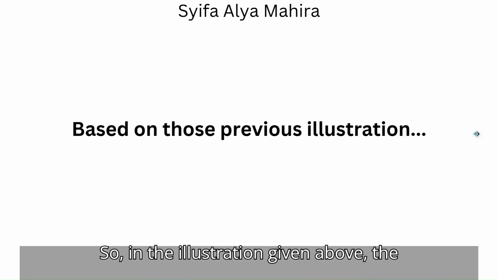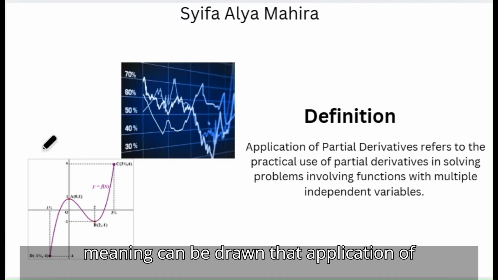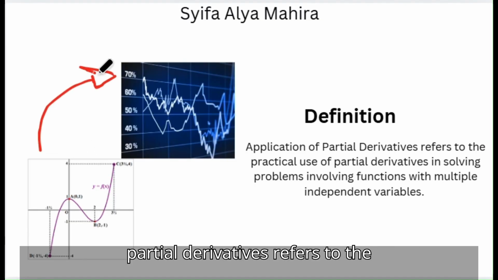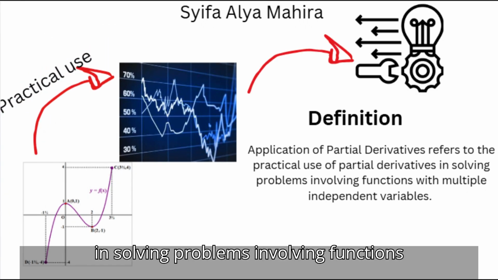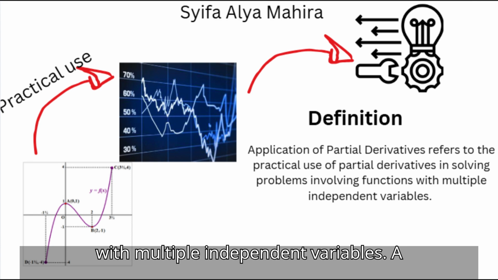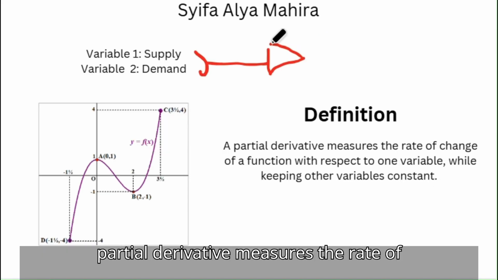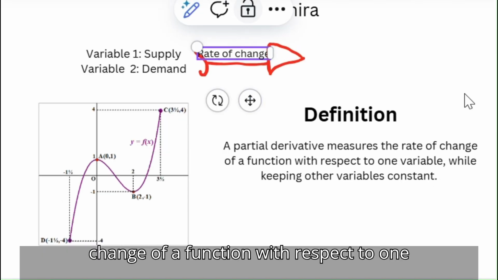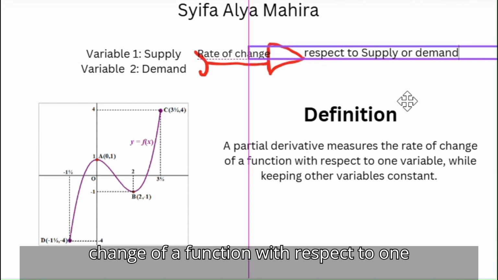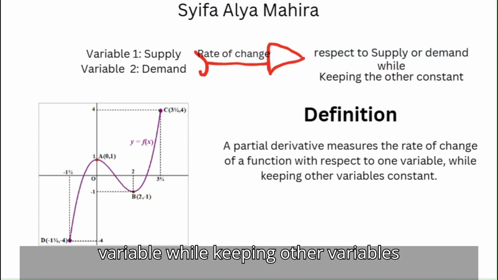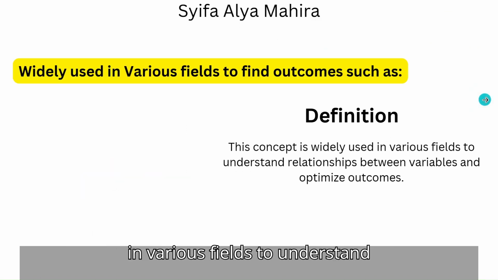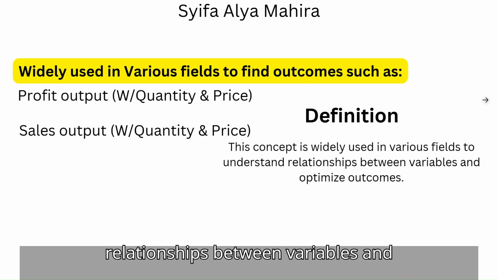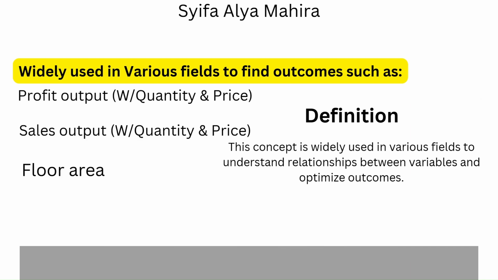So, in the illustration given above, the meaning can be drawn that the application of partial derivatives refers to the practical use of partial derivatives in solving problems involving functions with multiple independent variables. A partial derivative measures the rate of change of a function with respect to one variable while keeping other variables constant. This concept is widely used in various fields to understand relationships between variables and optimize outcomes.